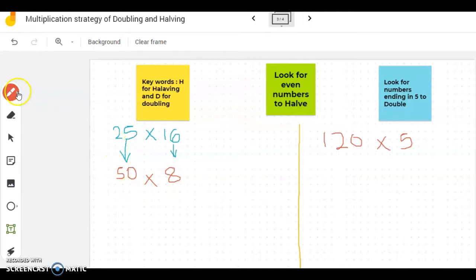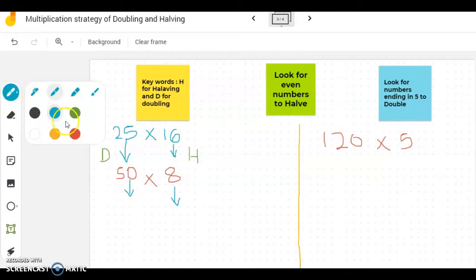So as I said here, what have we done? 25 to 50, we have doubled it. So here we are going to have double, and 16 to 8 we have halved it. So I'm going to put an H to mean halve. So I'm going to continue again. I continue until I reach a place where it's very easy. The arrows have to go the same.